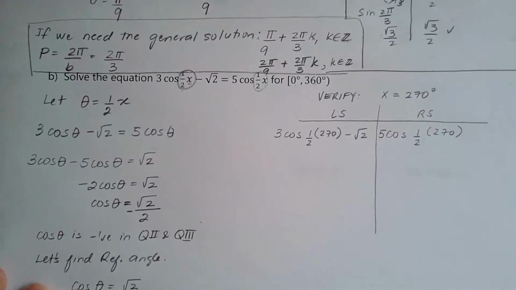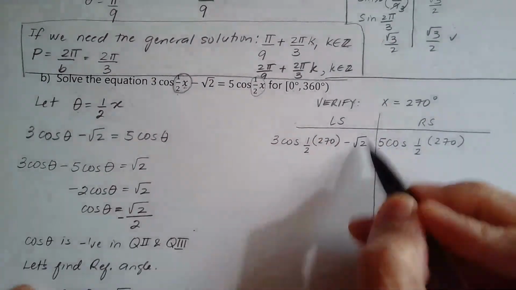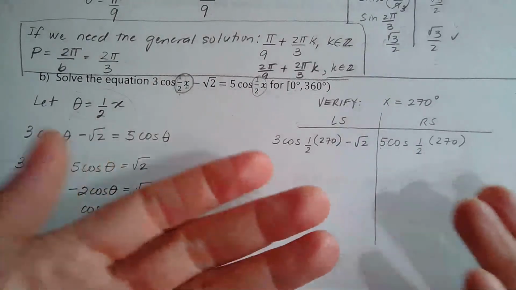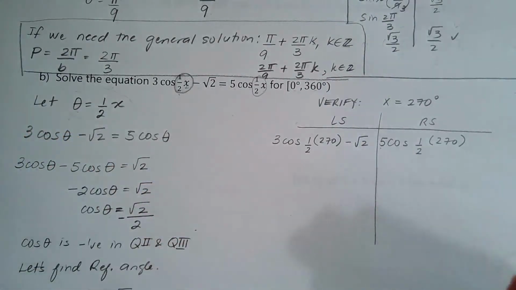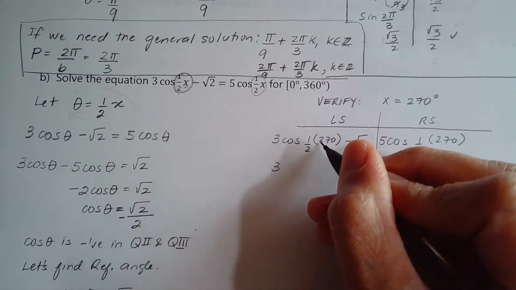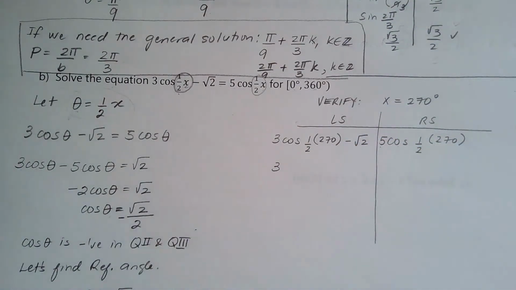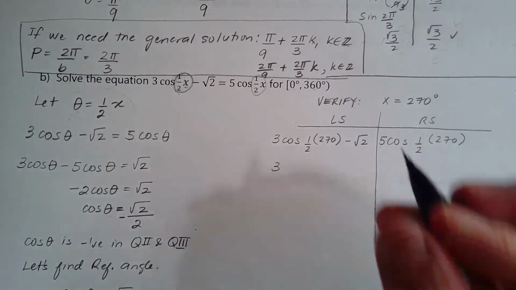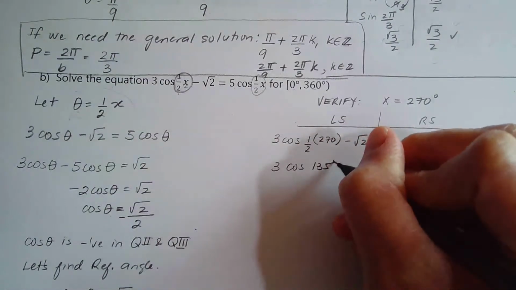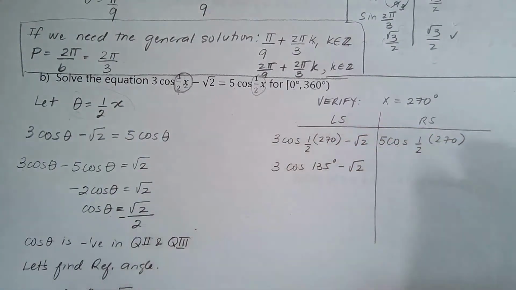Okay, so now what are we going to do? We're going to work this out and see if the left side and the right side are equal to each other, then that means our answer is correct. So this is going to be 3 times cos of what's 1/2 of 270. It's going to be 135. So it's going to be cos of 135 degrees minus root of 2.